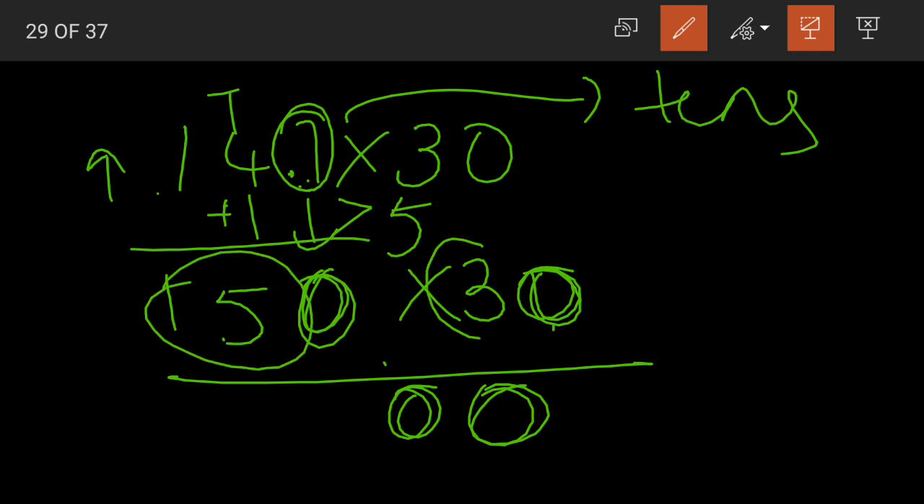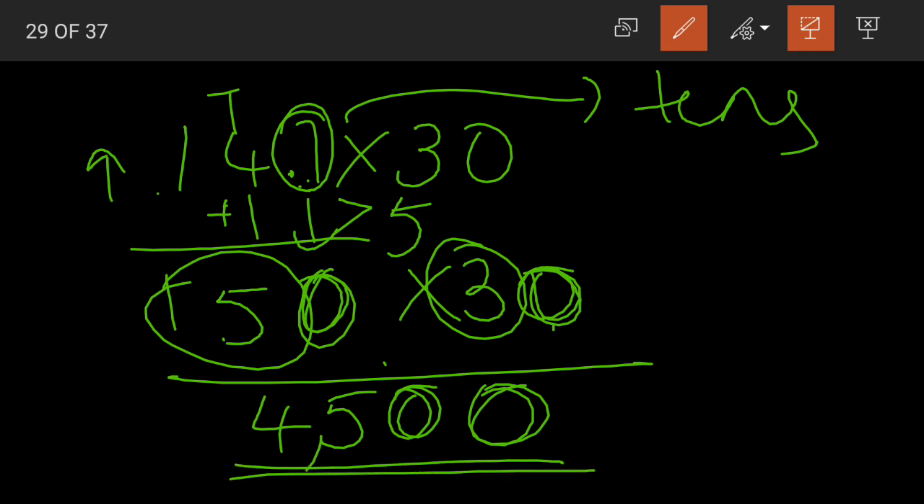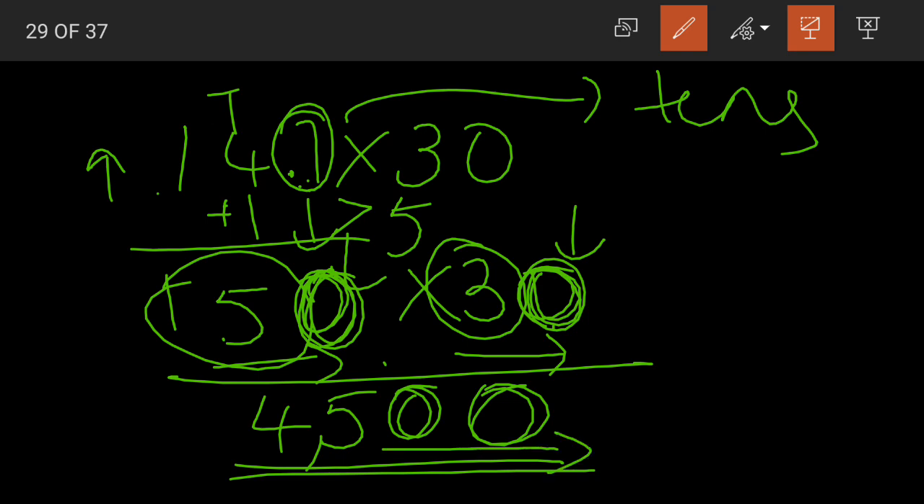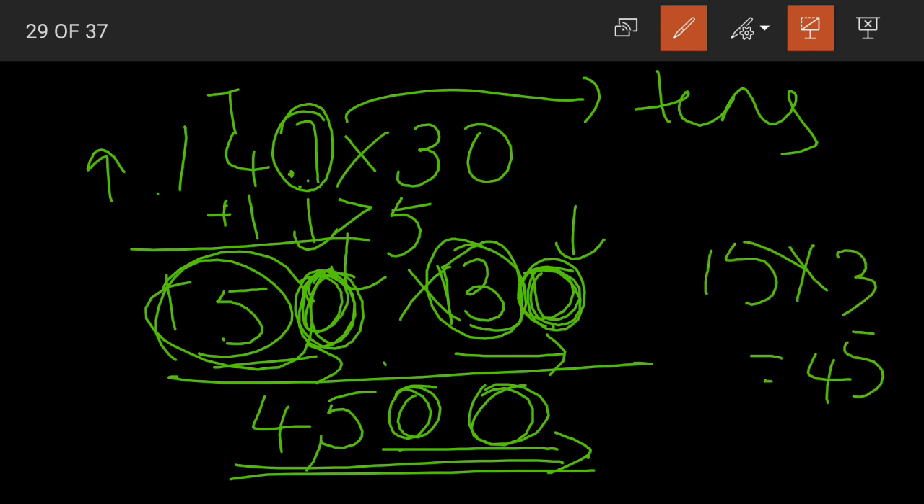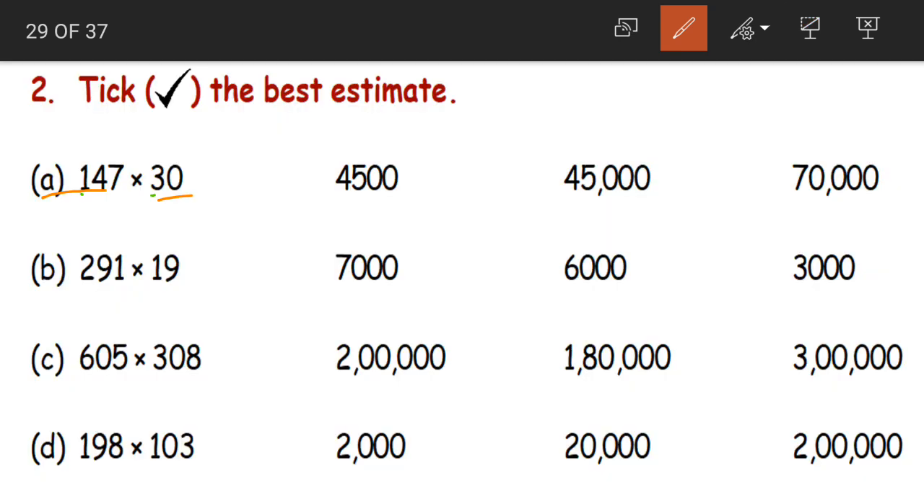So I am writing 2 zeros in the answer. Okay. 15 threes are 45. So what is our answer, children? 4,500. See what technique did I use? I am having 2 zeros here, 1 and 2. To what? To the right. So I am writing 2 zeros to the right. Apart from zeros we are having 15 and 3. 15 into 3 becomes what? 45. So 4,500. 4,500 is our answer. Which is the best estimate? 1. 4,500 will be our best estimate. Coming to question number B.